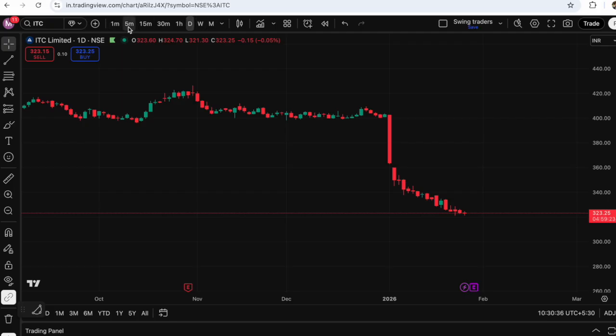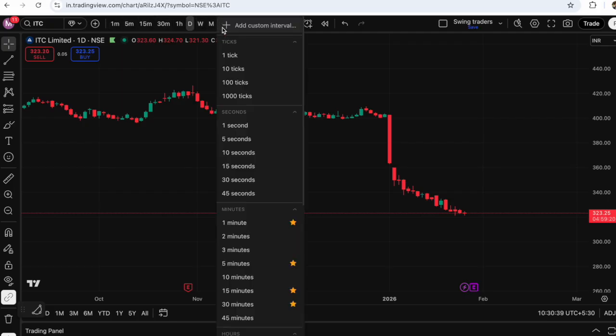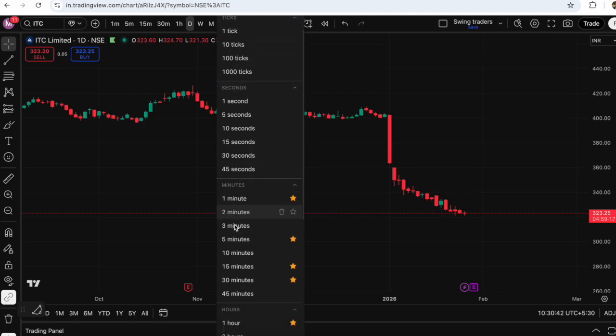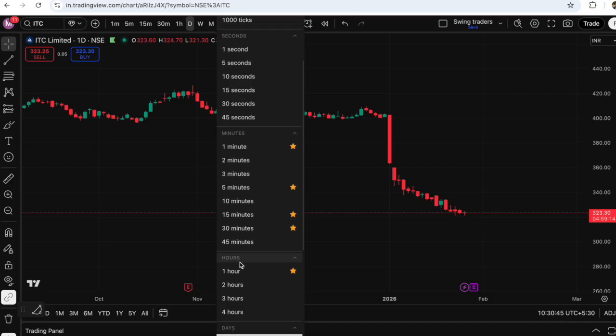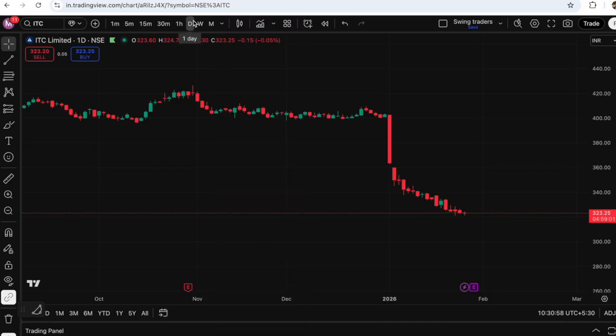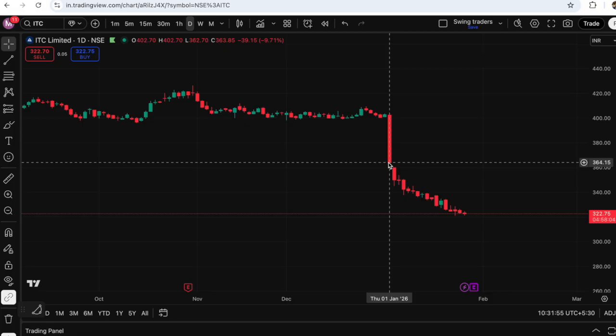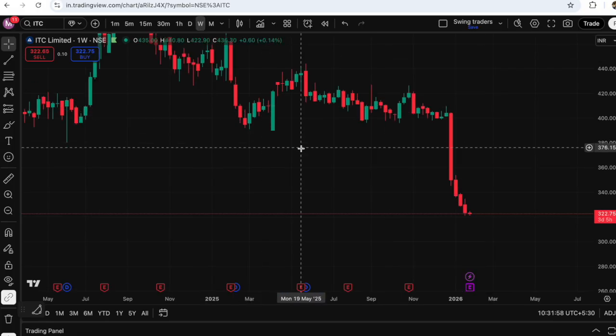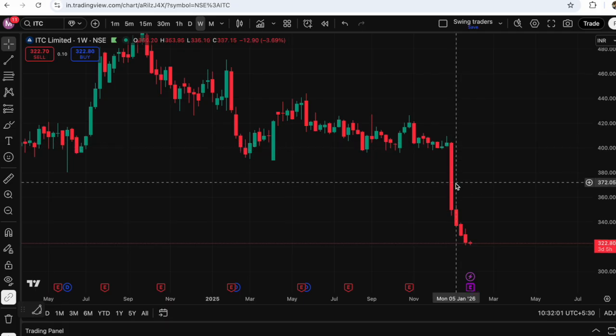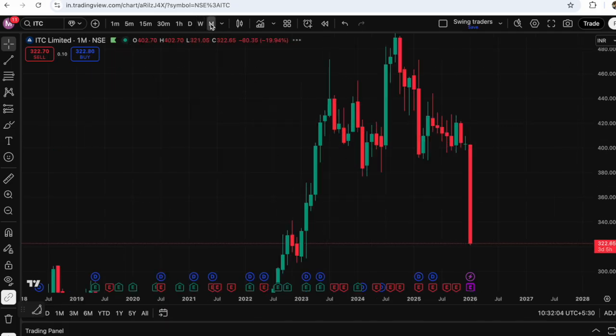Here we have a lot of timeframes. If you click on this particular button, you can see a lot of options: 1 minute, 1 hour, 15 minutes, 30 minutes, 1 day, and so on. In the market, there are multiple kinds of people: intraday traders, swing traders, and investors. I'm an investor, so I usually follow the day timeframe. One particular candle will tell you what exactly happened on that day. Similarly, if you click on W for the week, one candle will tell you what happened that week. If you click on M for monthly, one candle will tell you what happened for the month.